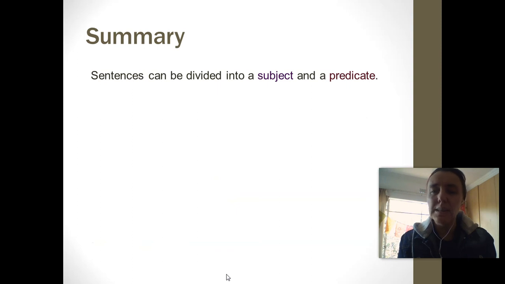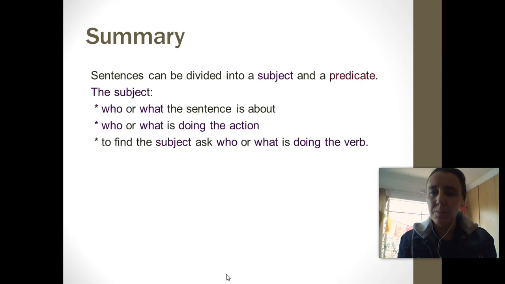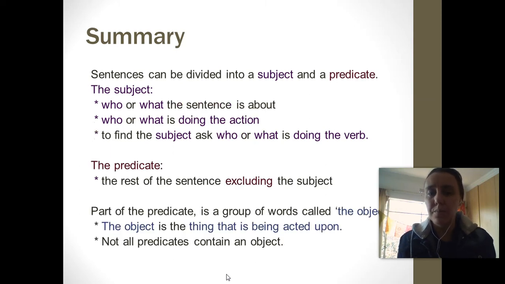Good. So here's a little summary. If you want to write this down as a note, it might help you later on when you're studying to remember about the subject and the predicate. So sentences can be divided into a subject and a predicate. So quickly let's revise. The subject is who or what the sentence is about. So that is who or what is doing the action. So to find the subject, I always ask who or what is doing the verb. The predicate is the rest of the sentence, excluding the subject.